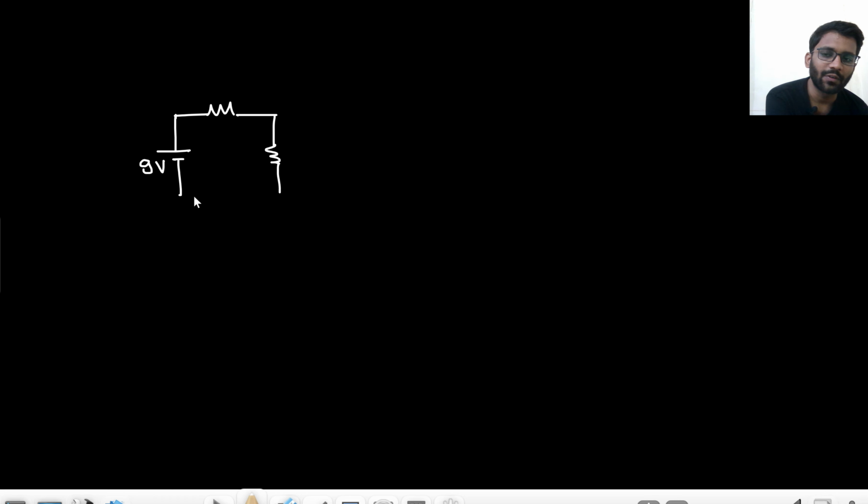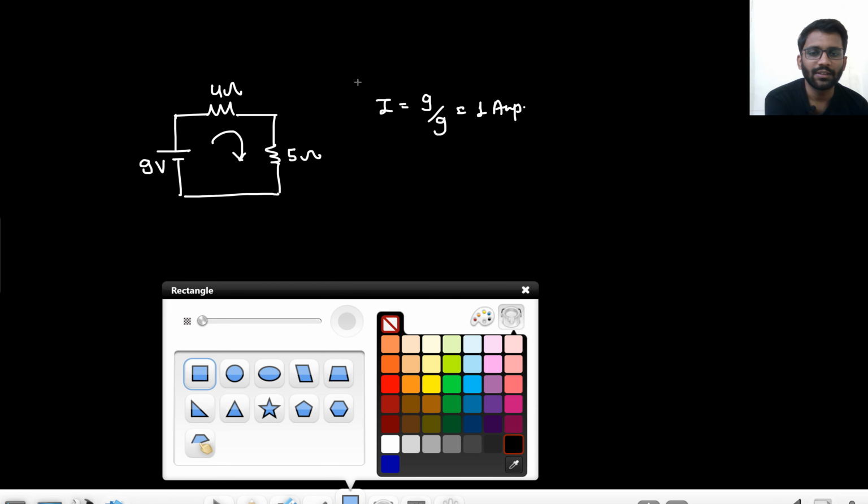So they are asking you the value of current. They could have asked you the value of V naught as well, right? That they could have asked you what is the value of this. So it would be 5 volt, and what will be the current? Current will simply be 9 by 9, that means 1 ampere. Okay, well and good, easy question.